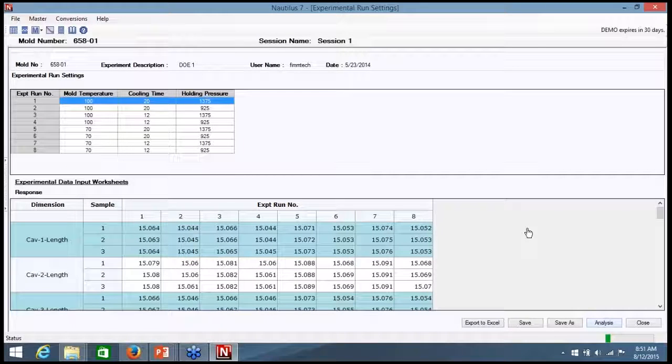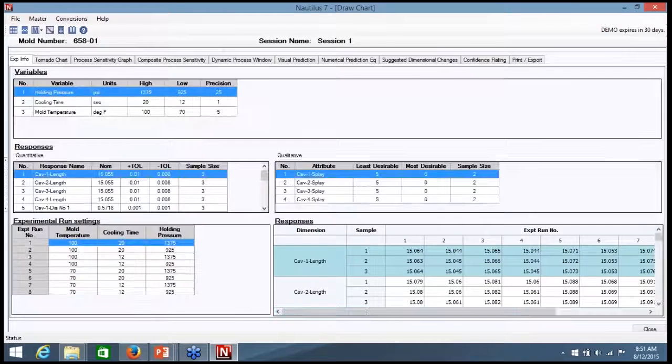Now see, these 8 experiments that you see, what is that? Those are the limits of my cosmetic window. That means inside these limits, I can make good parts. I can't go outside these limits anywhere, because I have non-acceptable parts.